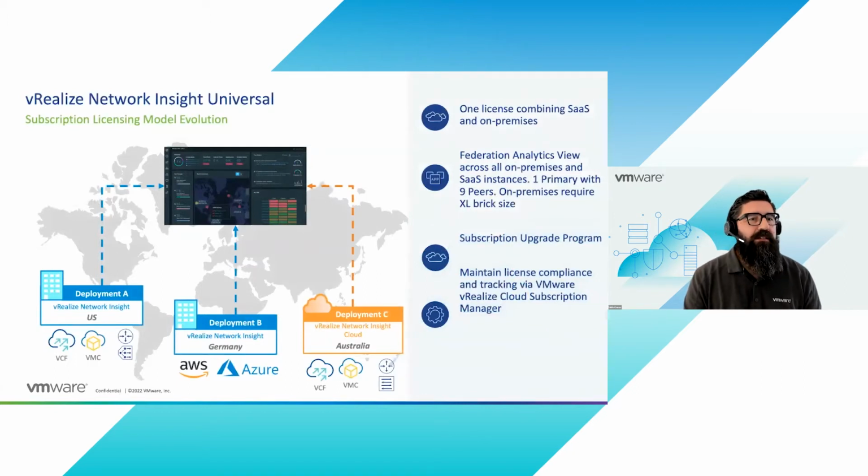Let's start with the topic. Let me introduce you our new subscription model with vRealize Network Insight Universal. This new model combines together in one license SaaS and on-premises, which means you will be able to view analytics across on-premises and SaaS environments on a single dashboard. It's also important as you can start monitoring your on-premises environment and then move to SaaS later when you are ready to go there.